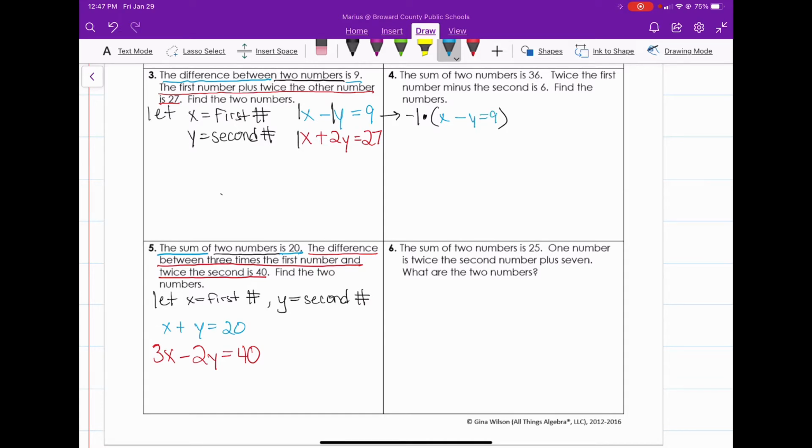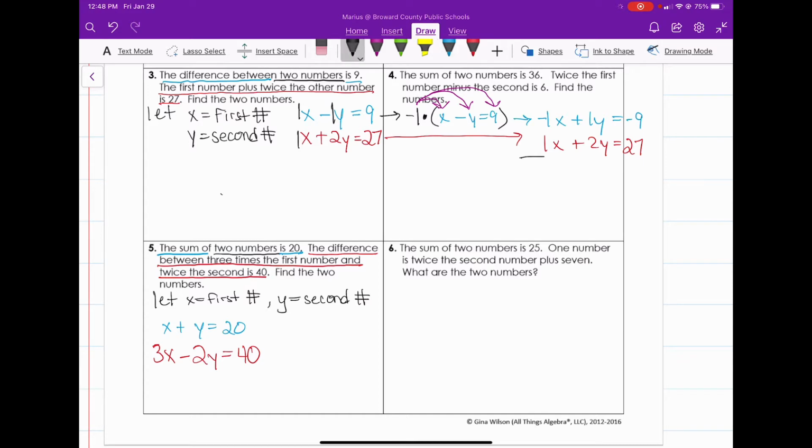When I do that, that's going to give me this new one: negative 1x plus 1y equals 9. And then I just bring the second equation all the way over. That's just going to give me positive 1x plus 2y equals 27. Let me go back. I made a mistake with that positive 9. If I'm distributing, we have to distribute the negative 1 to the x, to the negative y, and to the positive 9. Negative 1 times positive 9 is really negative 9. So this should say negative 9.